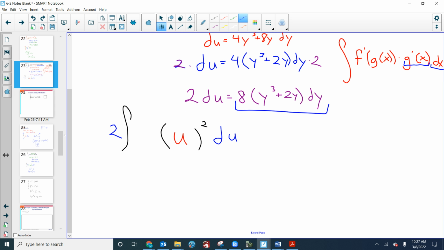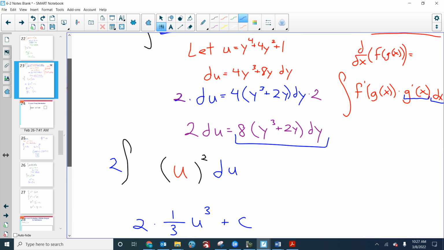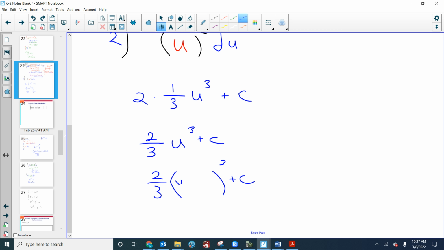Antiderivative. Isn't it a simple power rule right now, because it's with respect to u? So add 1 to the exponent, divide by the new exponent. So we have a 2, but then we have a 1/3 u cubed plus c. So we have a 2/3 u cubed plus c. Plug x's back in. What was u equal to? Y to the 4th plus 4y squared plus 1.